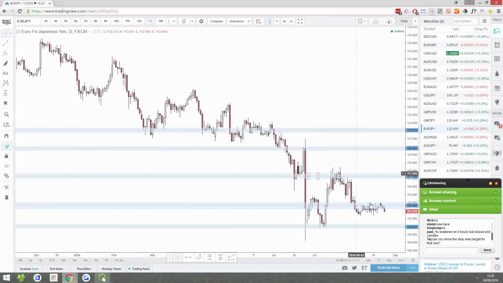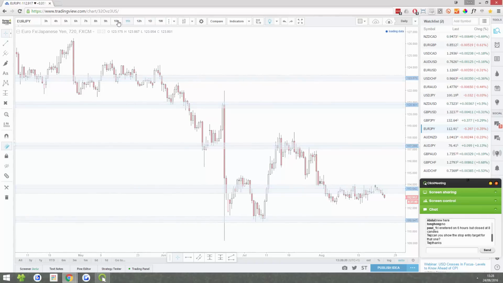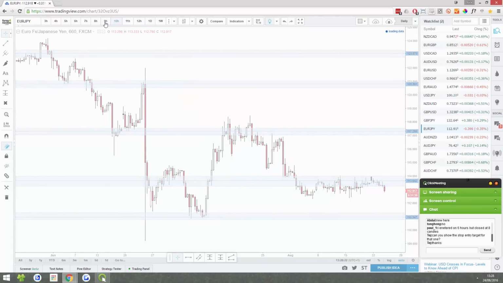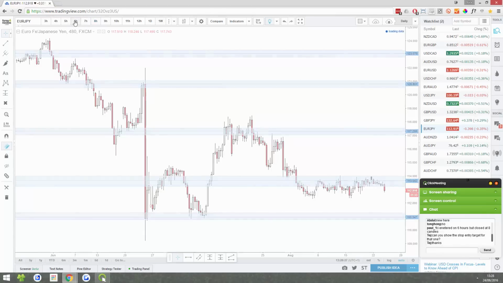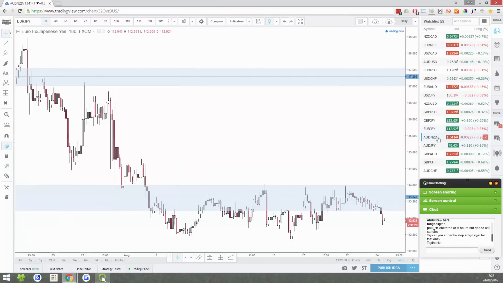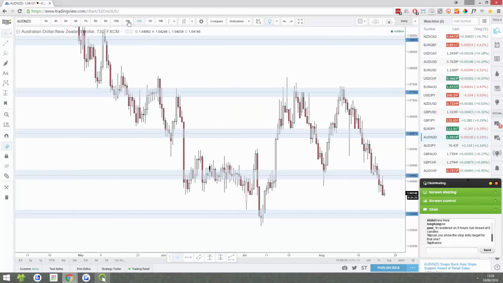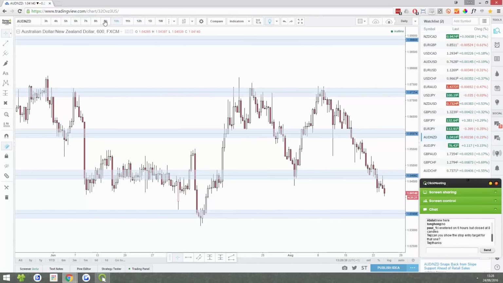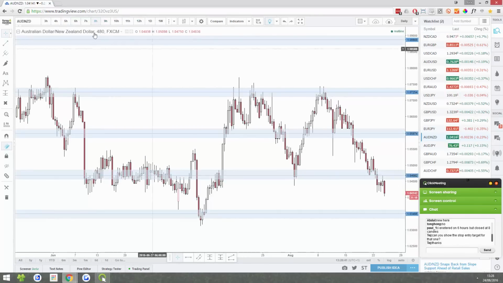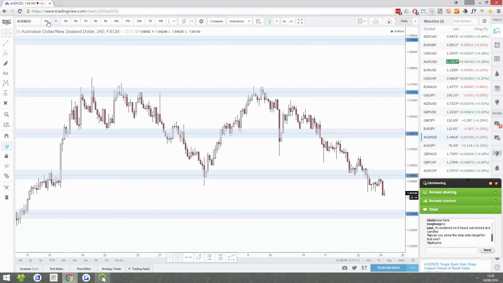Euro JPY, this has been ranging on this support area for some time now, and it's not breaking free. I keep thinking we're going to see a breakout, but it's just not happening. AUD New Zealand is in between two support resistance areas. Have you guys seen any interesting setups on other pairs that I'm not looking at today? If so, please bring them up so we can cover them.